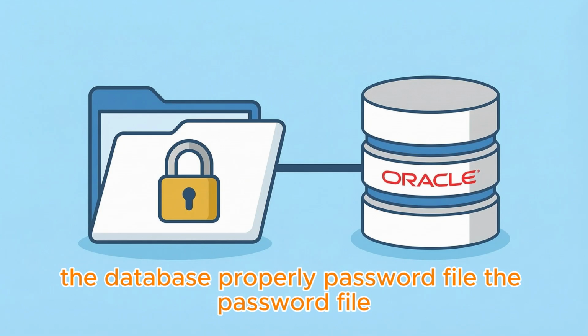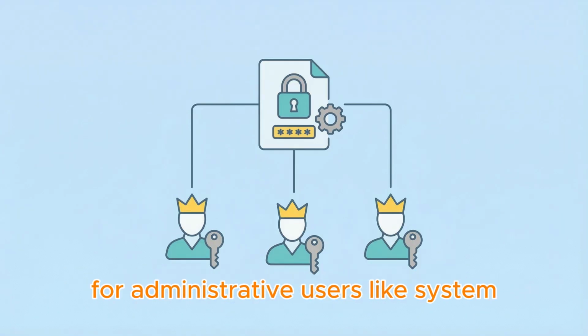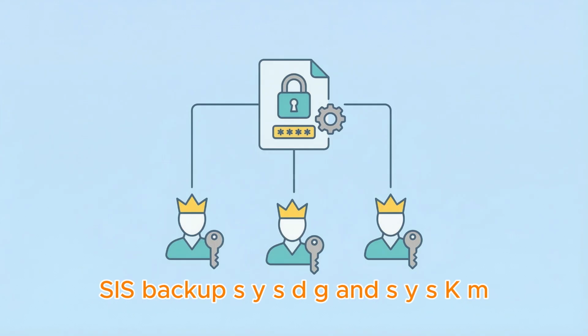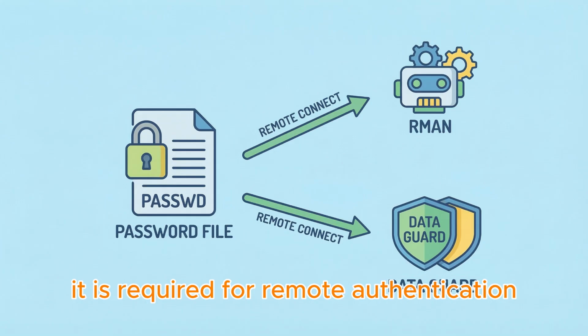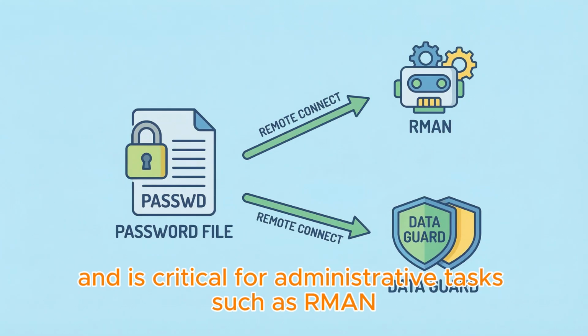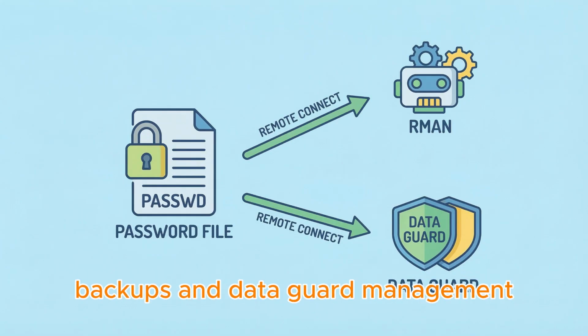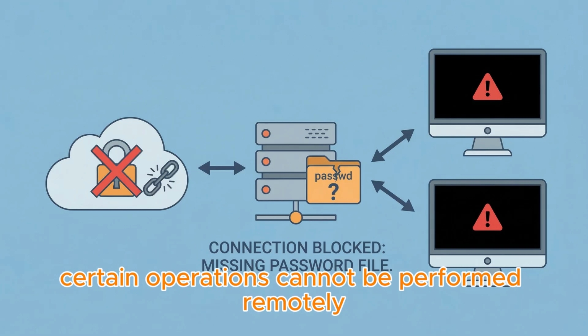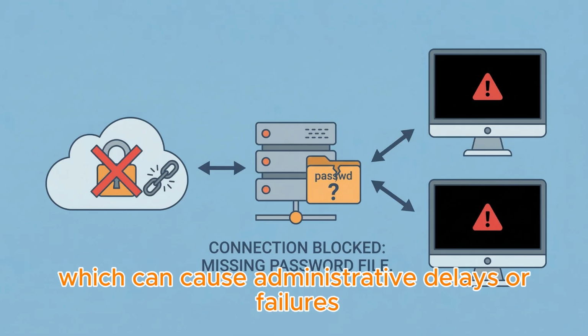Password file. The password file stores credentials for administrative users like SYS, SYSBACKUP, SYSDG, and SYSKM. It is required for remote authentication and is critical for administrative tasks such as RMAN backups and Data Guard management. Without a properly configured password file, certain operations cannot be performed remotely, which can cause administrative delays or failures.